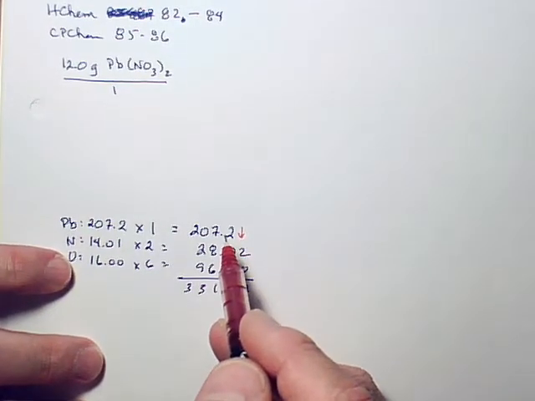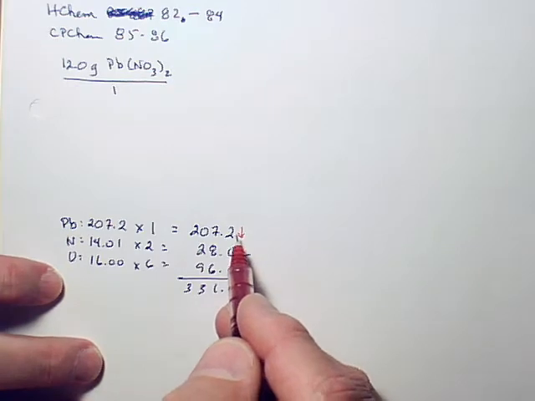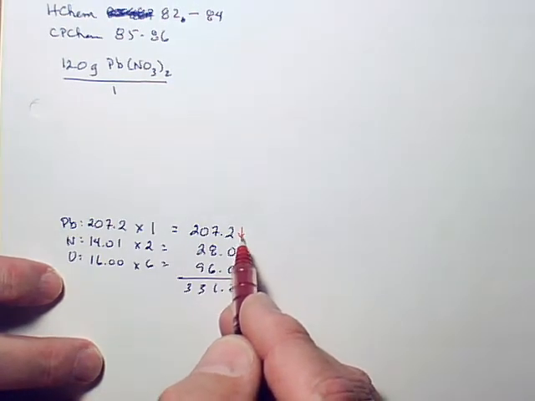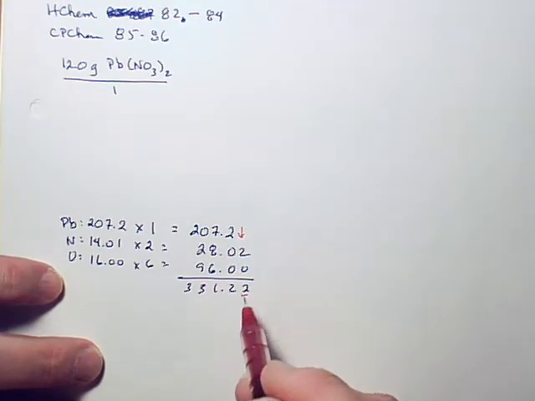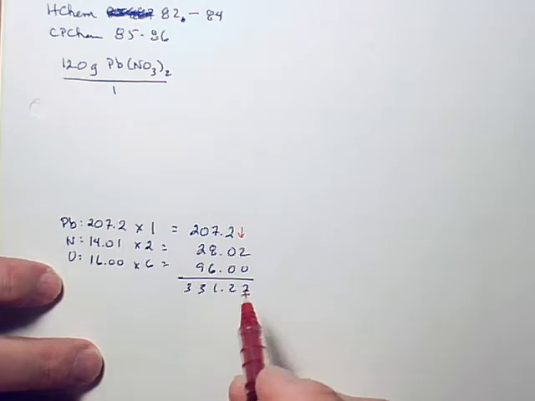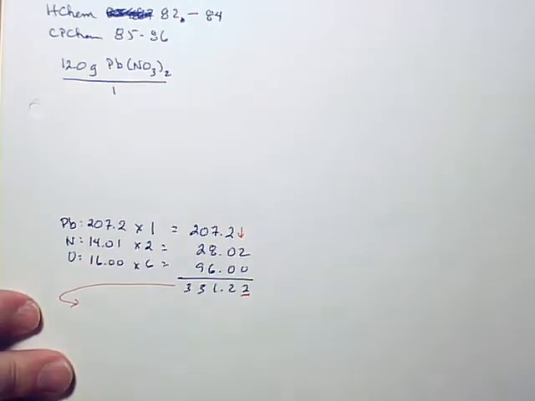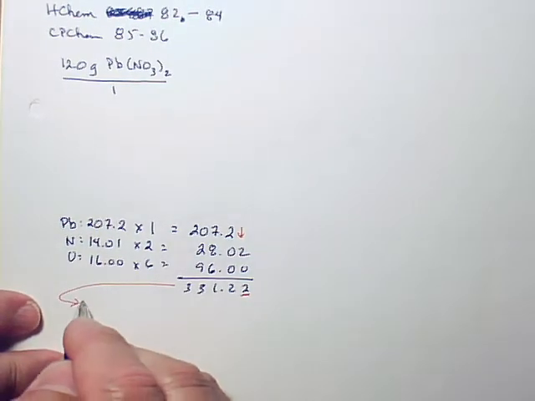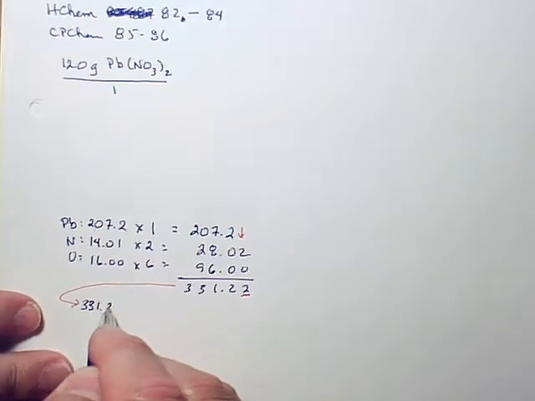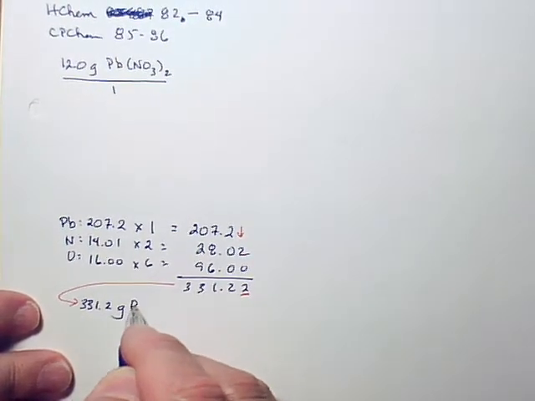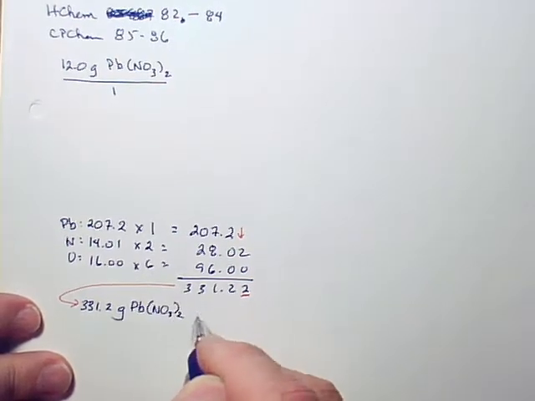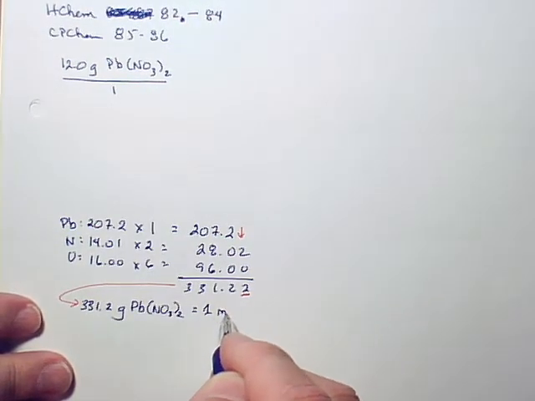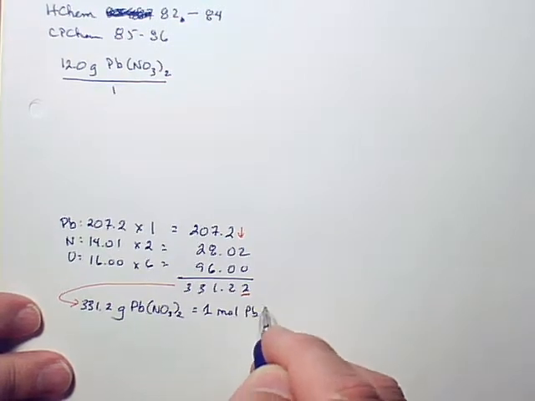We want to be clear about precision and accuracy. So I ask students, instead of putting a 0 there, if they want a placekeeper, put an arrow. What that means is then, because there's an empty slot in this column of digits, this number has to be rounded off. So I'm going to get 331.2 grams of lead 2 nitrate, or lead nitrate, equals 1 mole of lead nitrate.